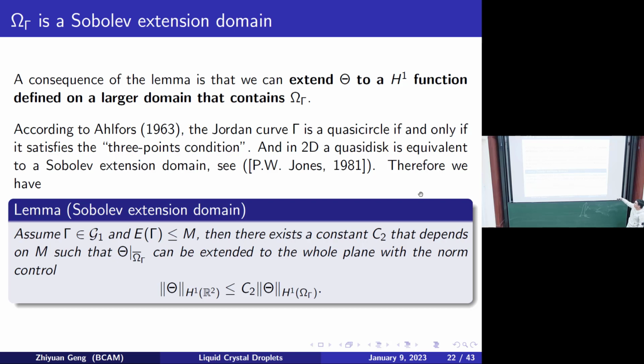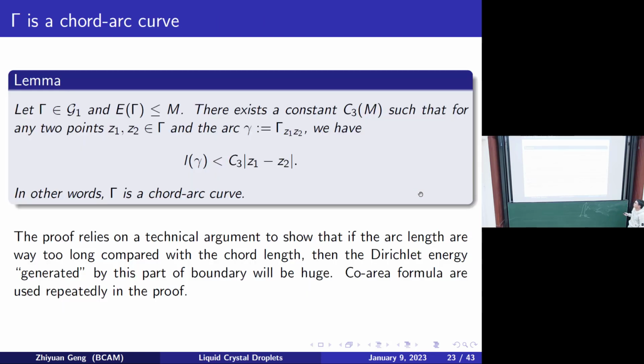So therefore, with some slight modification of this classical result, we can get this lemma. If we assume that gamma is in our admissible set with finite energy, we can find a constant that only depends on this energy, such that this theta can be extended to the whole plane R2 with H1 norm uniformly bounded. This constant only depends on this energy. So this is a consequence of this 3-point property.